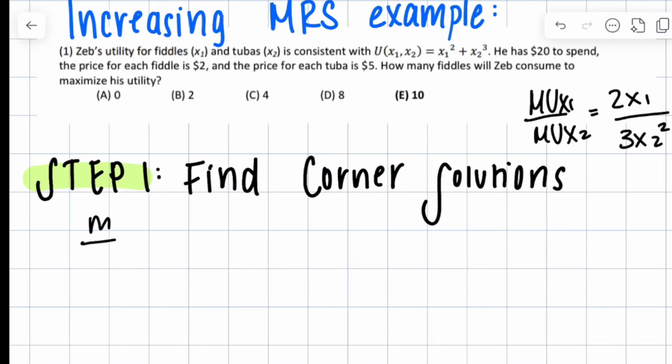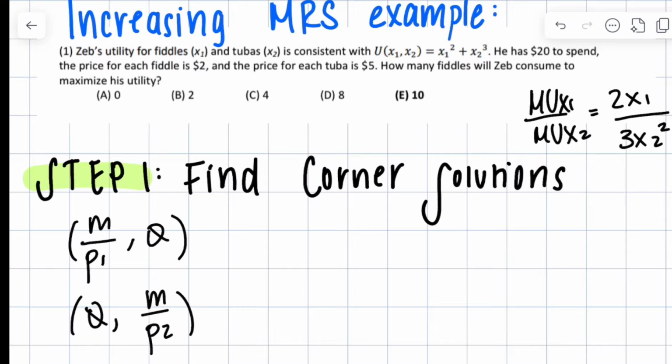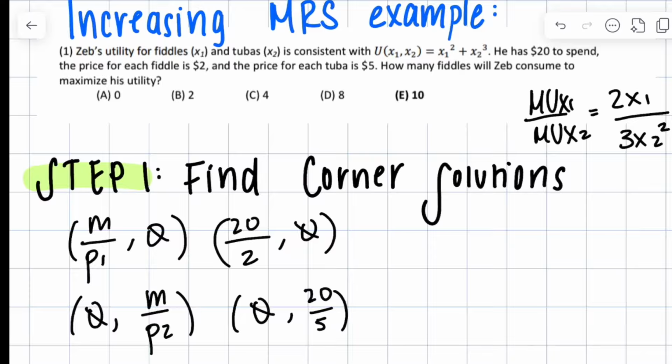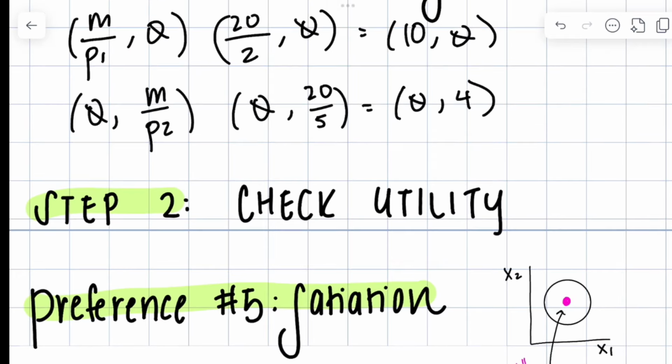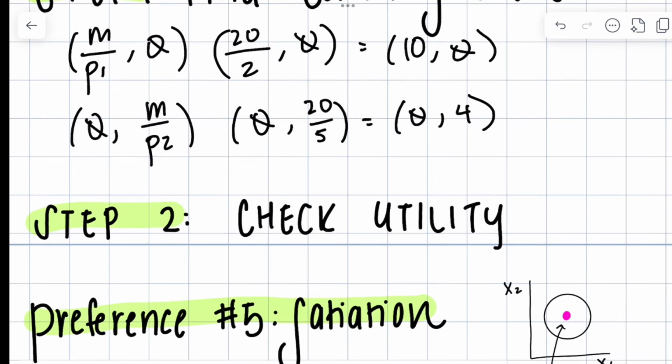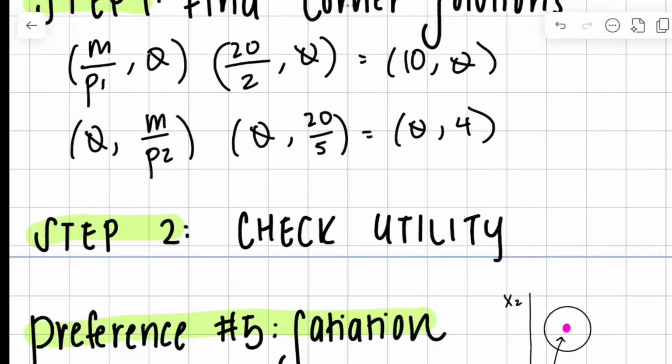Now we're going to find our corner solutions. We know those are going to be m over p1, 0, and 0, m over p2. So it's going to be 20 divided by 2, 0, and 0, 20 divided by 5. Our two bundles that are possible are 10, 0, or 0, 4. And now quasi-linear for increasing MRS has a different step 2 than the rest because we're used to plugging into the budget constraint. Here we're actually going to check the utility at each of these points, and whichever one gives us the higher utility is the one we're going to consume.